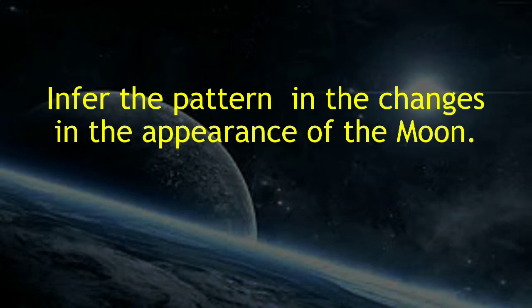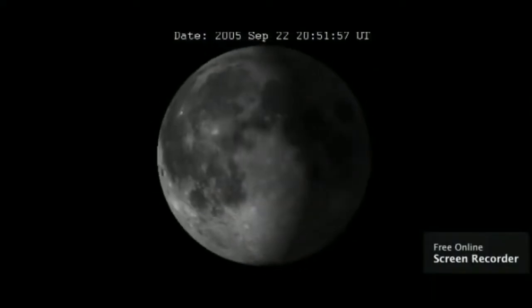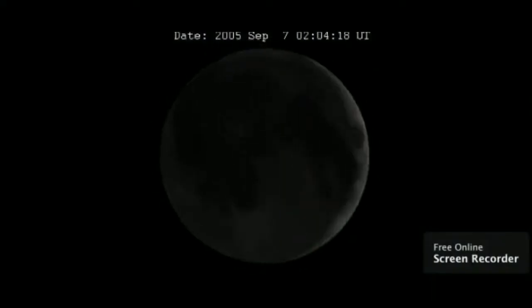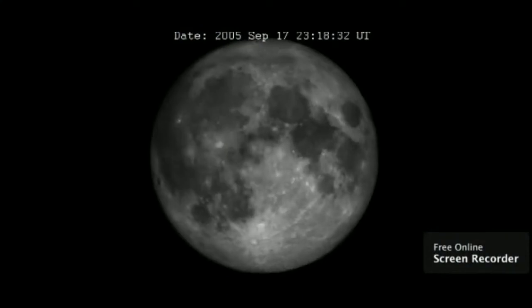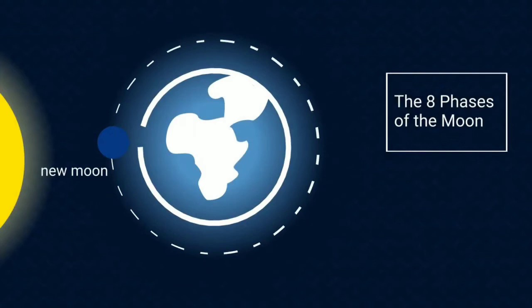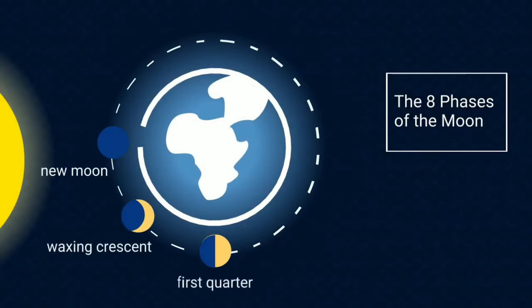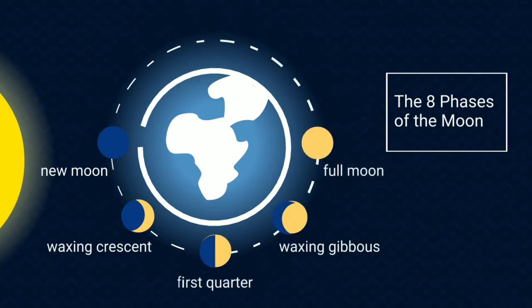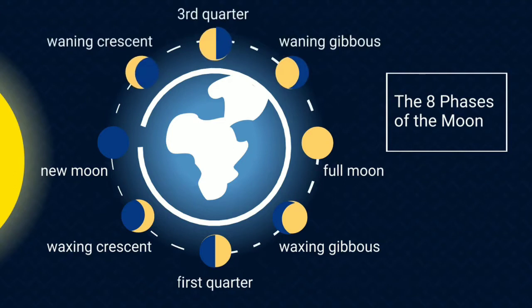Now, let's talk about our second competency. Infer the pattern in the changes in the appearance of the moon. As the moon goes around the Earth, its appearance changes in cycles of 8 different phases. The 8 phases are new moon, waxing crescent, first quarter, waxing gibbous, full moon, waning gibbous, third quarter, waning crescent, and you're back at new moon.